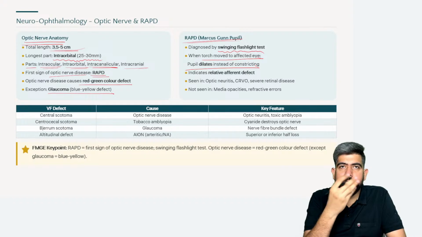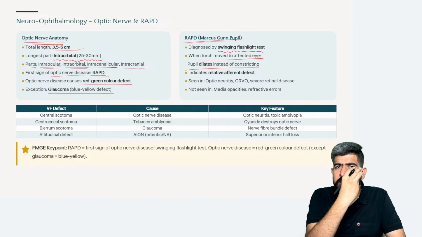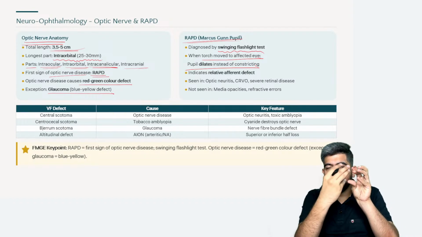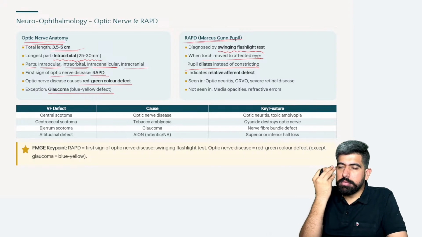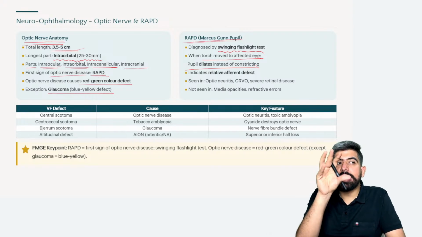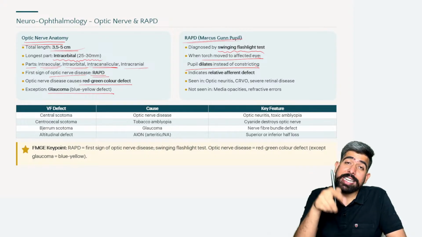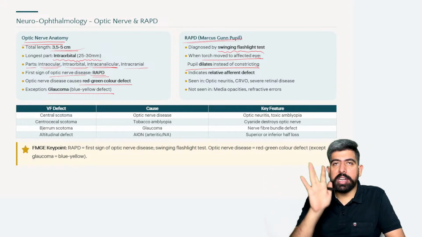So with a right affected eye, if I put the torchlight on the left eye, both eyes will constrict. As I shine the light into the affected eye, it will show dilation, because this affected eye has an afferent pathway defect, right?